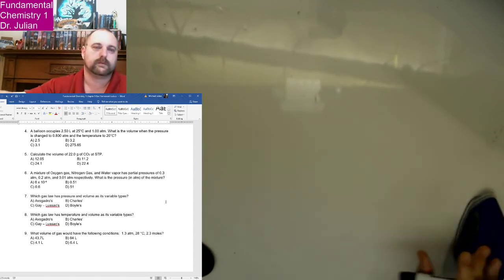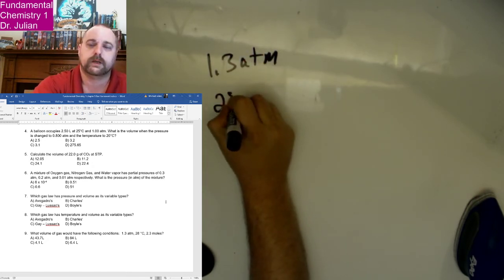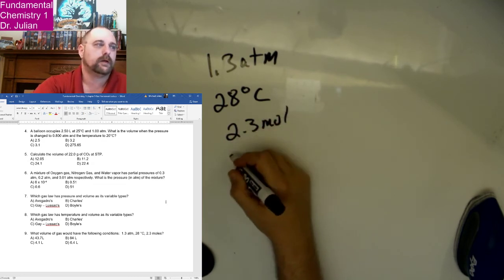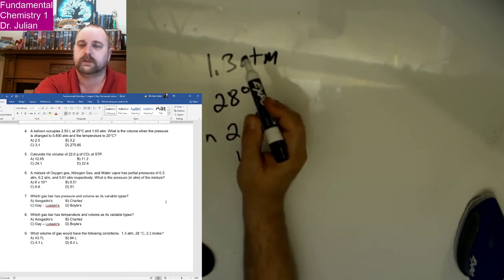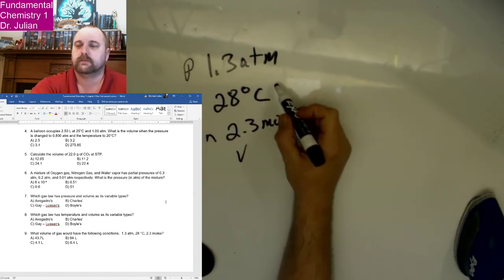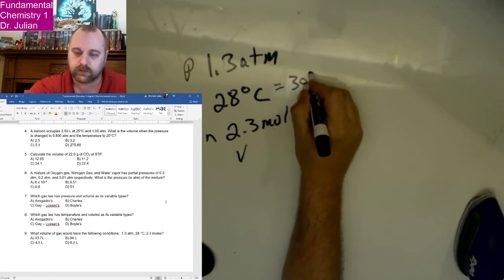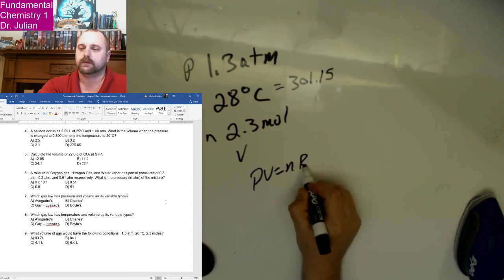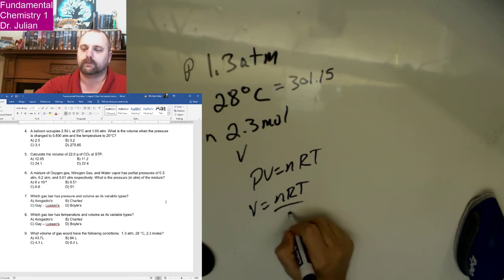And then the volume of a gas has the following conditions. Let's see what they gave me here. 1.3 ATM, 28 degrees Celsius, 2.3 moles, and they want to know volume. All right, so we got volume. There's n. There's T. There's P. 28 plus 273.15 would be 301.15. PV equals nRT, and so volume is nRT over P.